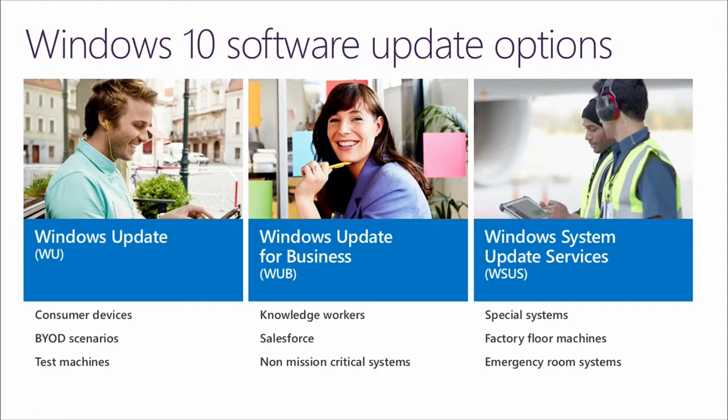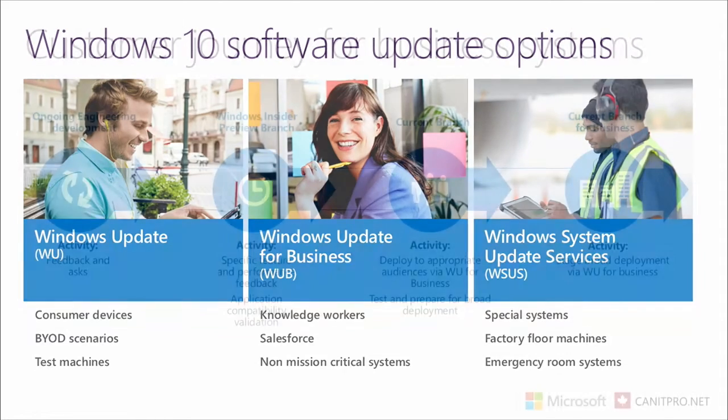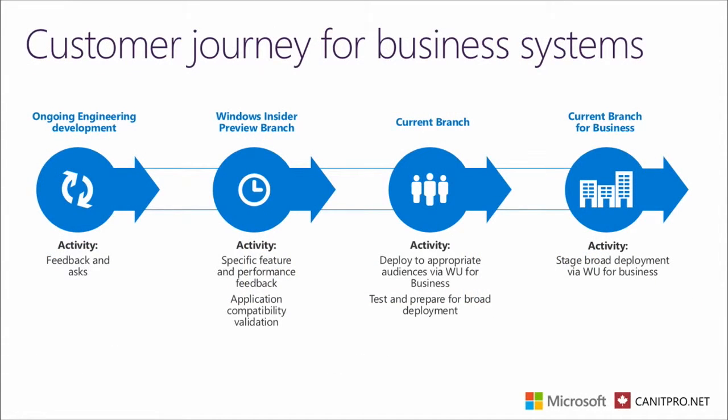And in the system update for services, you have special systems that are critical to the organization, they cannot break, and you want to thoroughly test that update before you push it out to those systems. Yeah, so emergency rooms. Correct. You don't want that to go offline. 100%. So let's look at the customer journey in terms of these systems. So currently, right now, in terms of technical previews, we'll use this as the example.